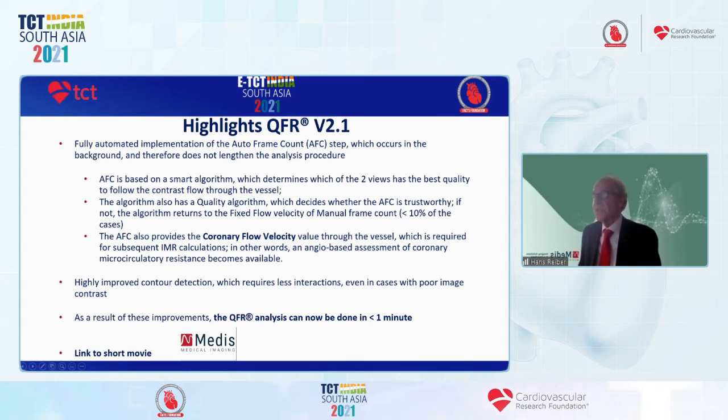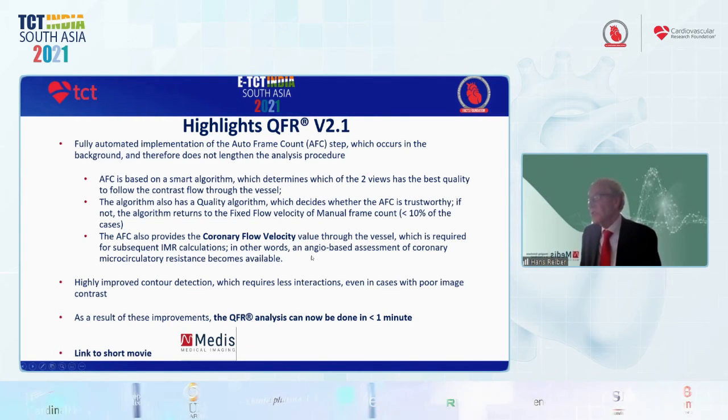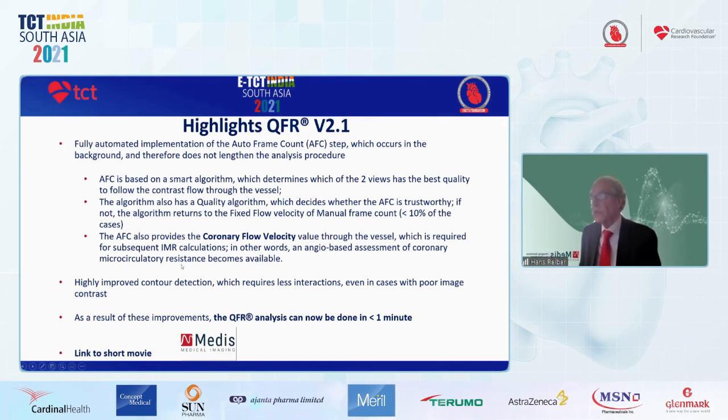In less than 10% of the cases it may not be, and then the algorithm returns to the fixed flow velocity or the manual frame count. And also, what is extremely important now, the automated frame count also provides the actual coronary flow velocity through the vessel. And that now opens opportunities for an angio-based assessment of coronary microcirculatory resistance.